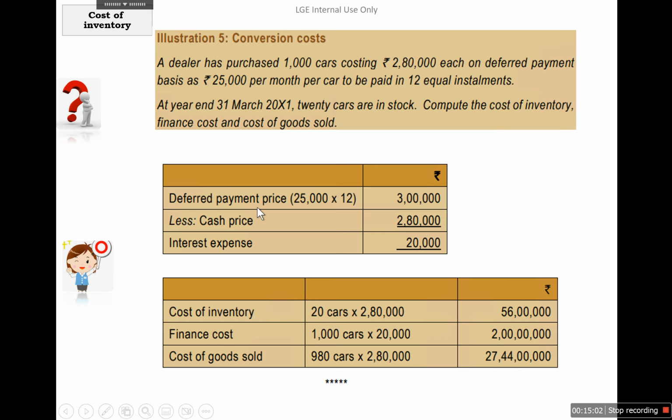So if we calculate the deferred payment price, it is 3 lakh and the cash price is 2 lakh 80,000. So there is a finance element in this. So 20,000 we will book as a finance cost, interest cost, and the cost of inventory will be based on the cash price. So cost of inventory is 20 cars into 2 lakh 80,000, and the finance cost is this. So cost of goods sold is 980 into 2 lakh 80,000. So cost of goods sold will be this much. And this we will book in the profit and loss account.